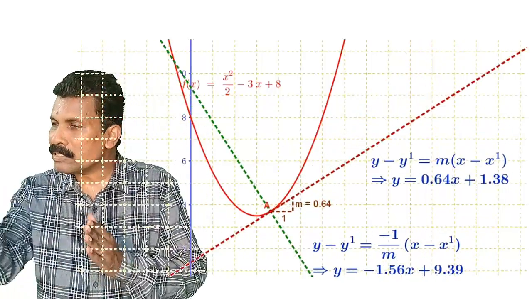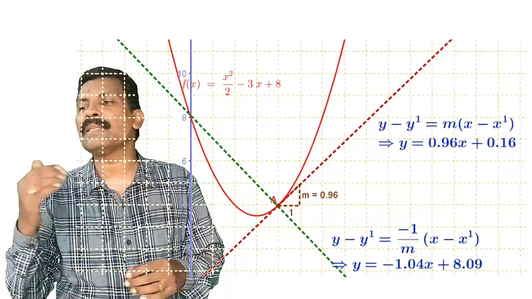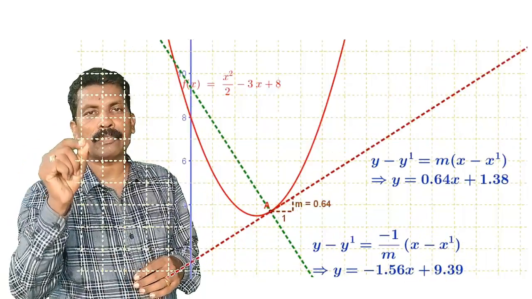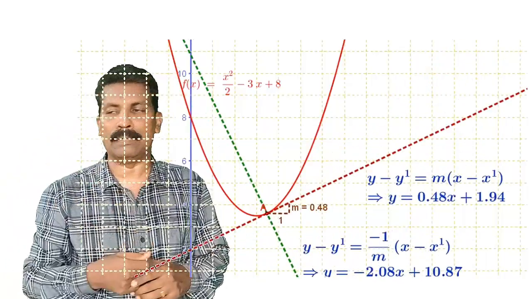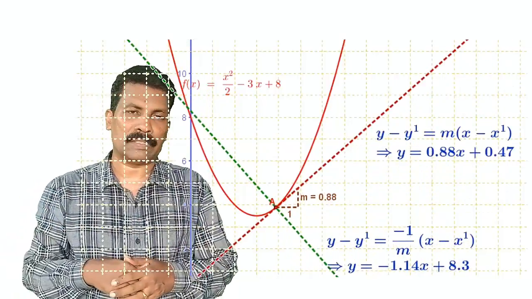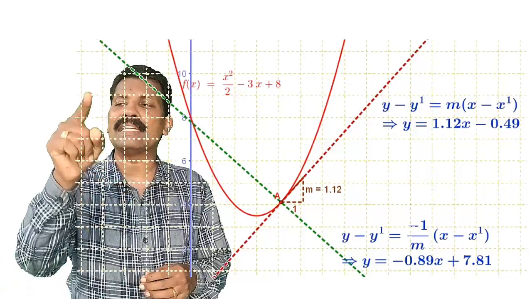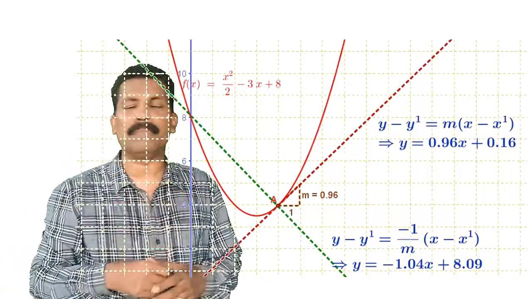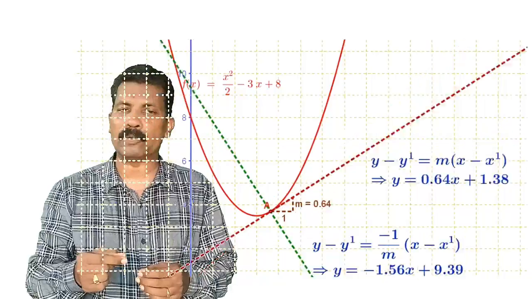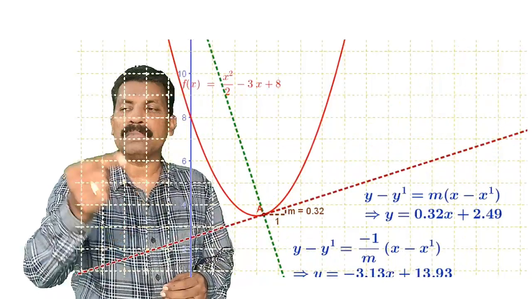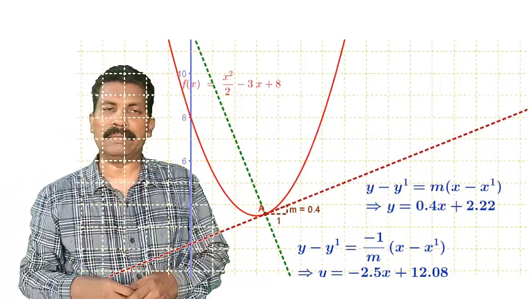Then we know that tangent and normal will be perpendicular. Therefore, the product of their slopes will be -1. That you learned in 11th class. So, we can have the slope of the normal as -1 by m. So, its equation will be y minus y1 is equal to -1 by m times x minus x1, which could be simplified.